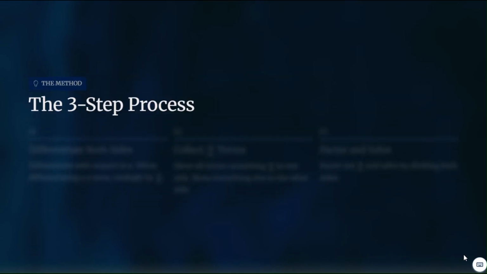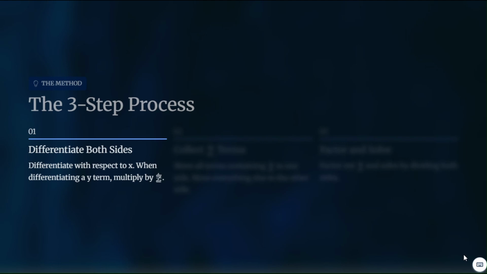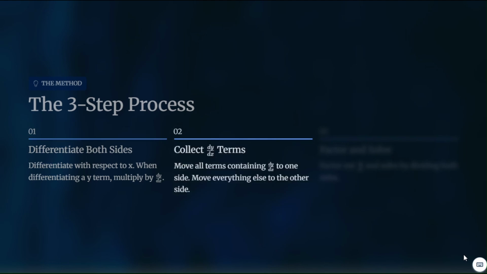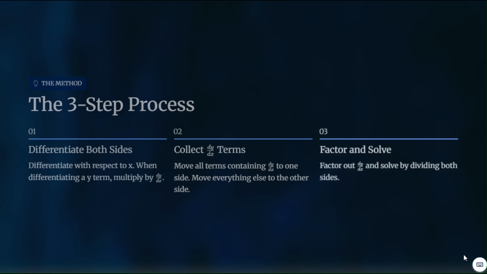Here's the three-step process. Follow these 3 steps every time, and you can handle any implicit differentiation problem. First, you'll want to differentiate both sides. Differentiate with respect to x, and when differentiating a y term, multiply by dy/dx. Then, move all terms containing dy/dx to one side of the equation, and move everything else to the other side. Finally, factor out dy/dx and solve by dividing both sides.